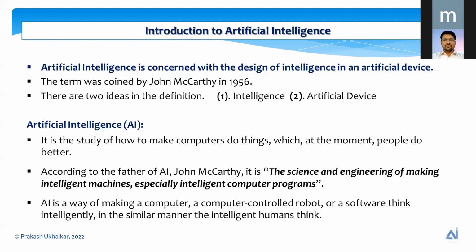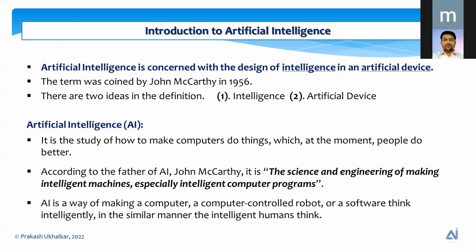So it is a way of making a computer controlled robot or a software, right? Three important things are mentioned here. Computers, right? We are using them for everything. Computer controlled robots, specialized machines, right? Intelligent machines, and a software, a computer program, that basically thinks intelligently, in the similar manner in which a human thinks. So it is all about human thinking.